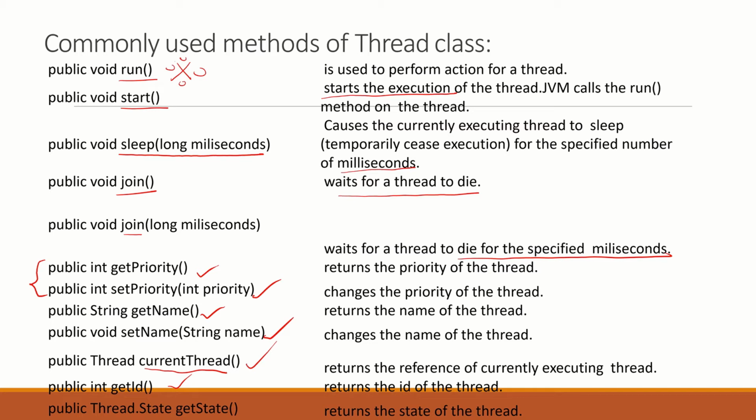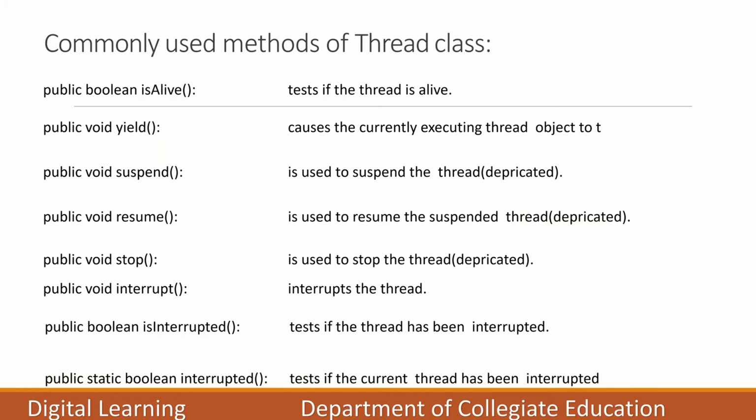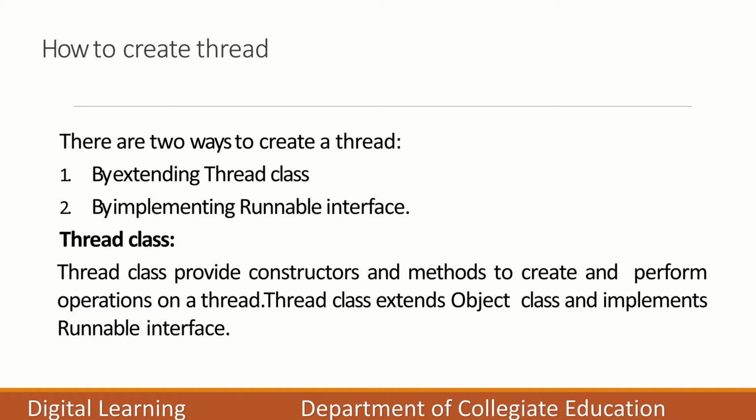So for every thread we have an ID that will be returned by get ID, and get state of the thread. Get state will return the state of the thread. So these are the commonly used methods of the thread class. Let us see how to create a thread in Java. A thread can be created in Java in two ways. One is by extending the thread class or by implementing the runnable interface. Let us discuss both these methods with examples.